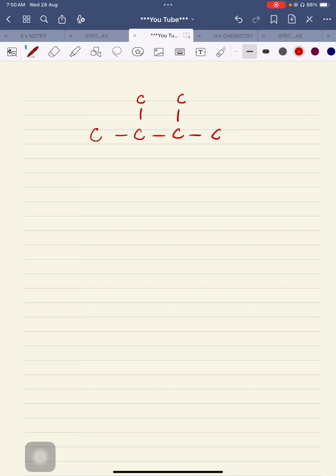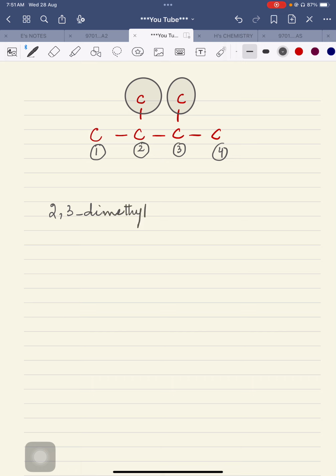Now let's see what we are going to write. It is carbon number 1, carbon number 2, carbon number 3, and carbon number 4. At position number 2, there is a branch. At position number 3, there is a branch. So what will be the name of this compound? At position number 2, there is one carbon atom branch. At position number 3, there is one carbon atom branch, and the total carbon atoms are 4, which make the main chain. So the name will be 2,3-dimethylbutane.